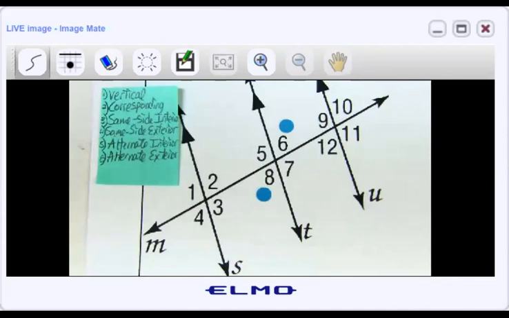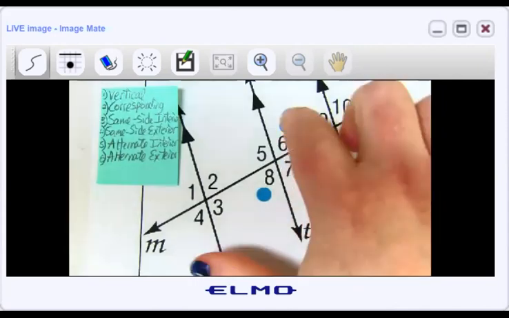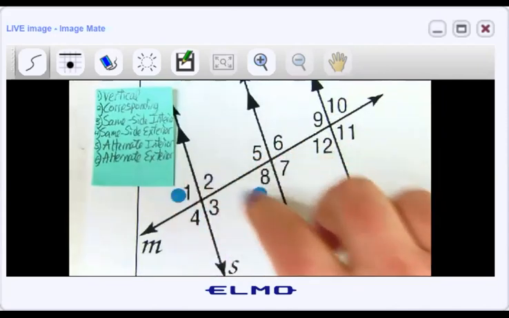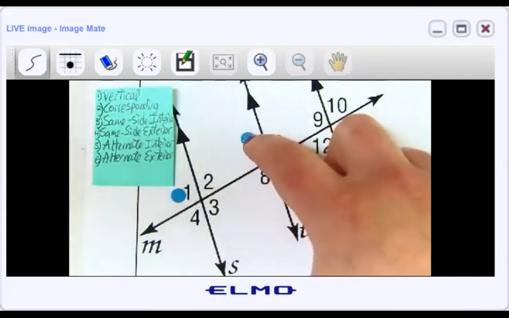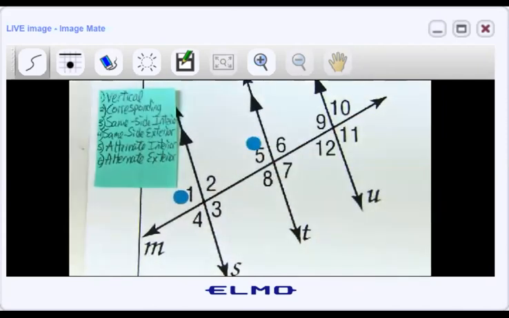Ryan, pick a number from 1 to 12. 1. Okay, 1. What are angles 1 and 5 to each other? Corresponding. Yes, corresponding. Okay, good. Marissa, pick a number 1 to 12.